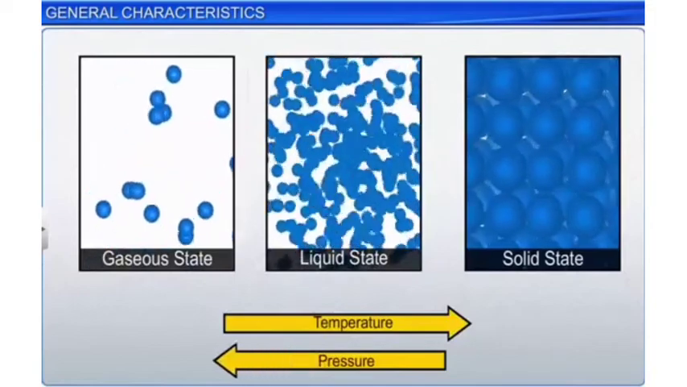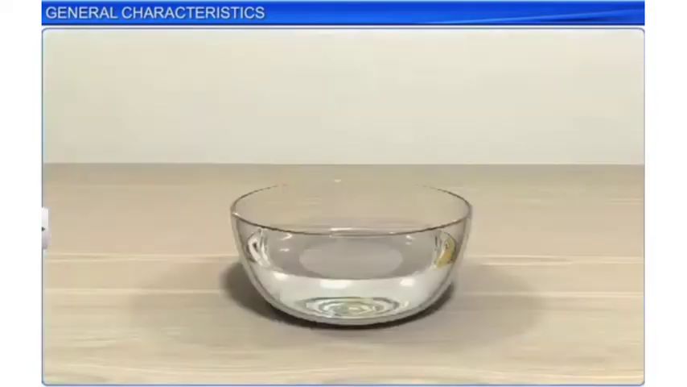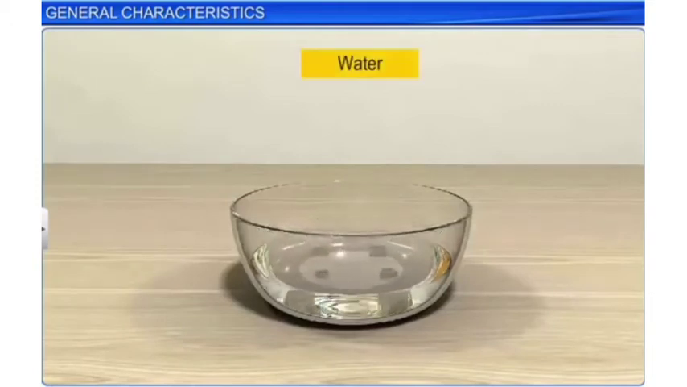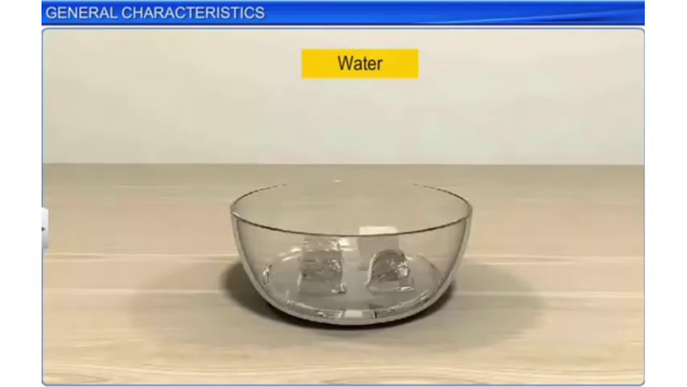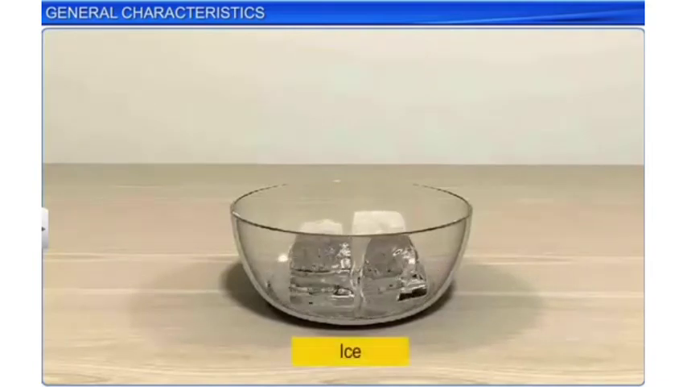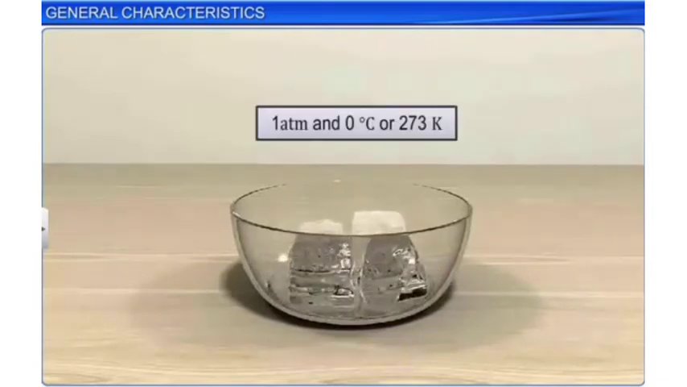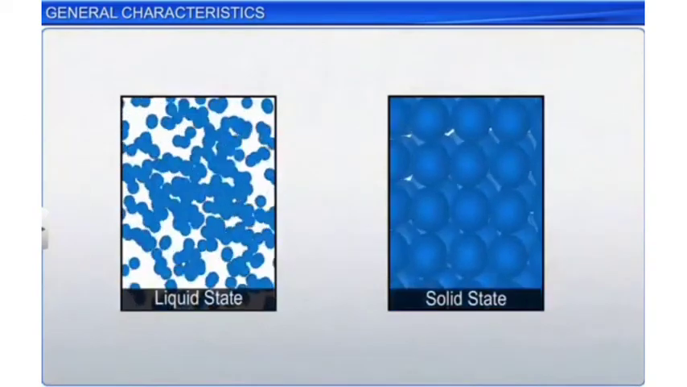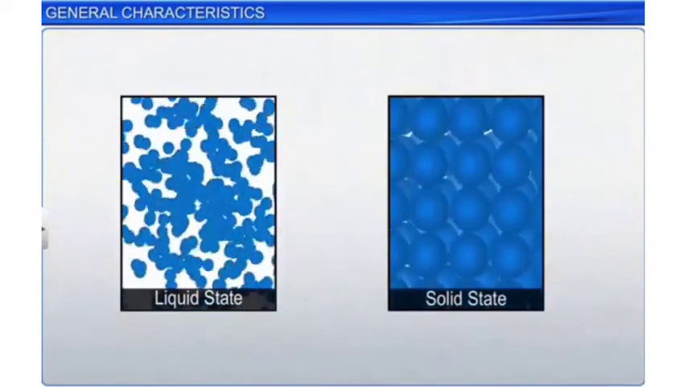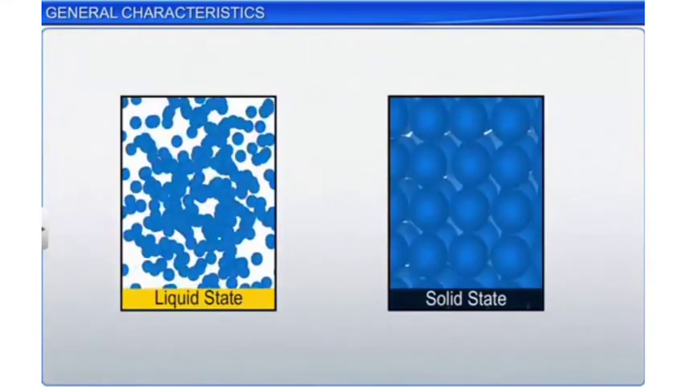For example, at 1 atmospheric pressure, water in liquid state gets converted into its solid form, ice, at 0 degrees Celsius or 273 Kelvin. Let us now understand how the molecules of water in liquid state attain the molecular arrangement of water in solid state.